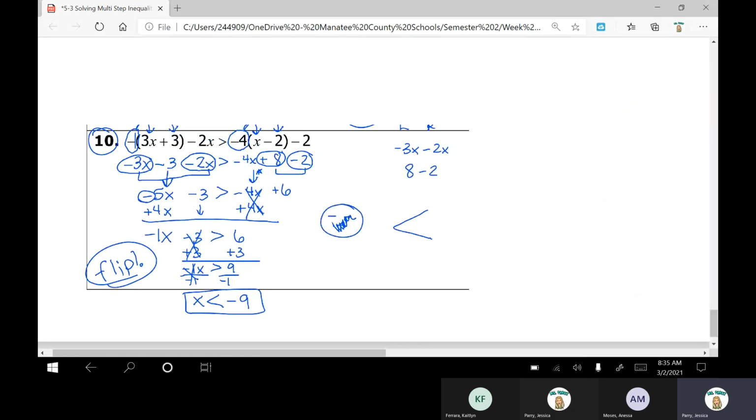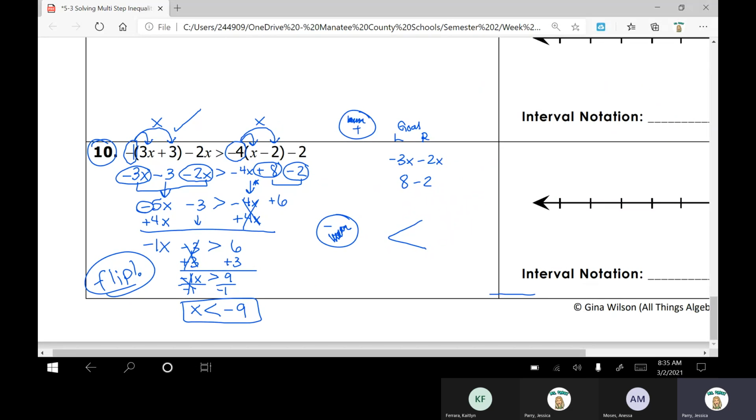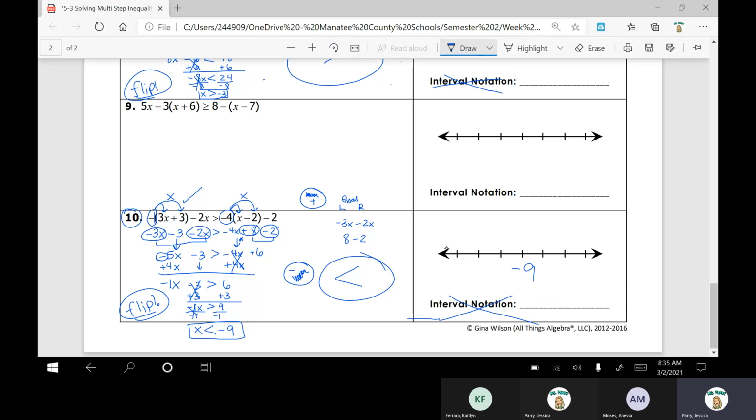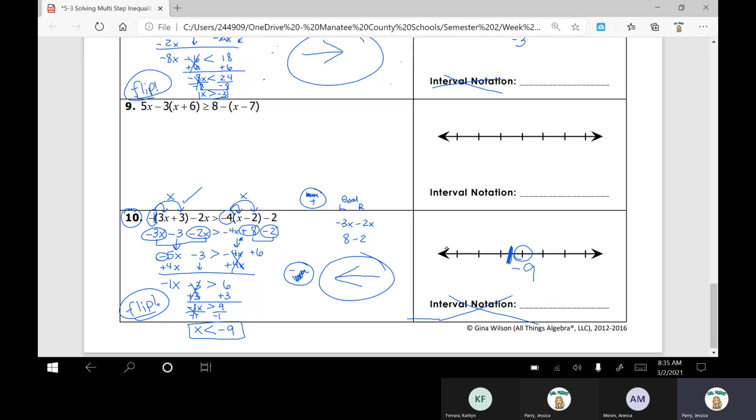And then let's graph it. This is what you guys are good at. We're not doing interval notation. Here's my negative 9. Here's my sign. Lessing for the sign, lessing for the dot. So open dot on negative 9. Turn it into an arrow. It's pointing to the left. So we shade everything to the left. Nice and bold, nice and big so we can see. Or up and over. And then that is it.